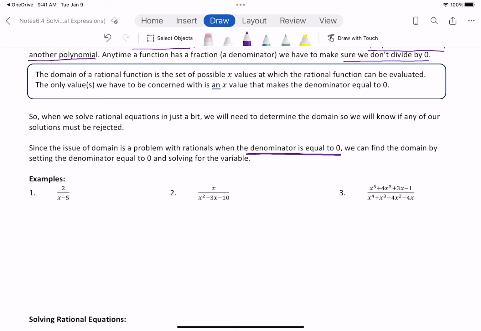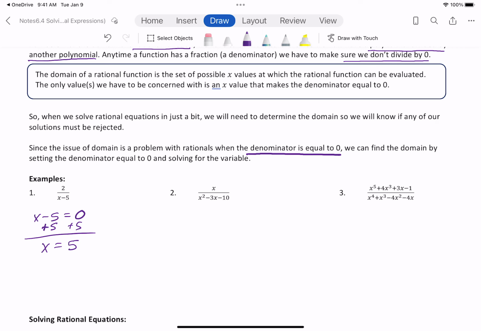So we can find the domain of a rational expression by setting whatever the denominator is equal to 0 and solving for the variable. So in problem number 1, we don't have to concern ourselves with the numerator at all. We're only worried about the denominator. So I'm going to take the x minus 5 and I'm going to set it equal to 0, which is the one value that it's not allowed to be. And we're going to solve this for the variable. So this is x to the first. That's just linear. So all we have to do to solve this is add 5 to both sides, and I get x equal to 5.